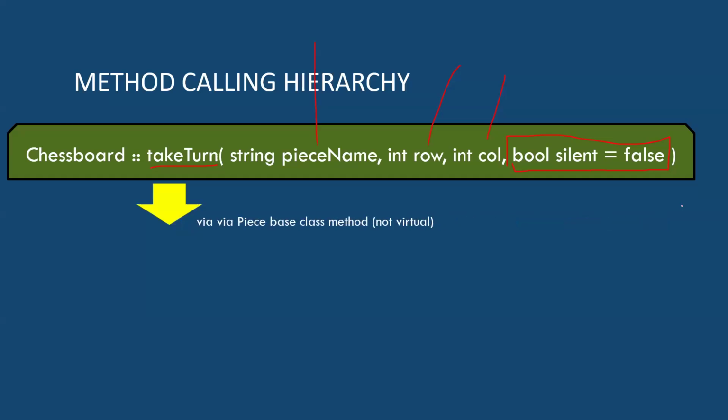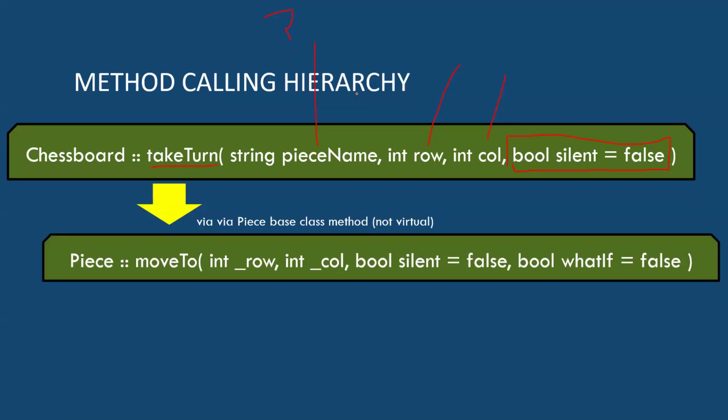But that take turn, in turn, is going to figure out what piece is that, right? Is that the king or is that the queen? So it's going to look through all the pieces on the board, find a pointer to that piece, and then call the move to method via the pointer, okay? So that is going to be a base class method. You do not have to write this. It's already written for you, and it's going to do about 90% of the work for you.